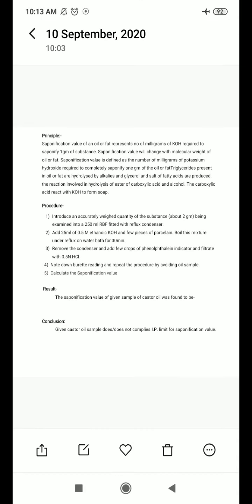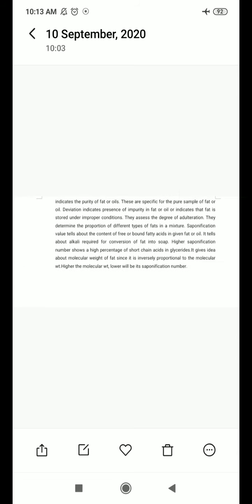First step is what? You have to introduce and accurately weigh a quantity of the substance, about 2 gram, being examined into a 250 ml RBF fitted with a reflux condenser. Here we have to weigh your sample, 2 gram. Which is your sample? That is castor oil. For castor oil you have to check the saponification value. So here we have to weigh 2 gram of your castor oil. During the taking of weight, you may consider the density of the particular sample. You know the relation between density and mass.